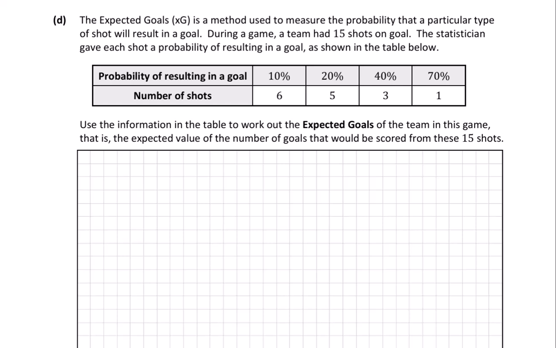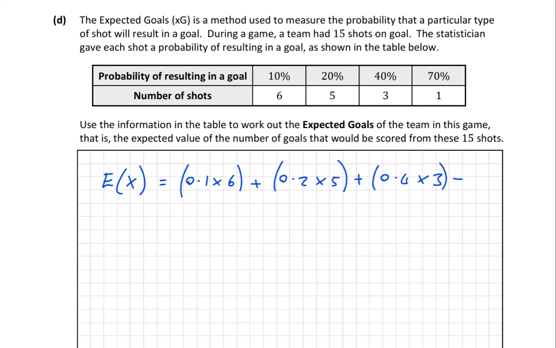So this is an expected value kind of question. So you've got to write down the expected value. The way you do this is you take the probability, multiply it by the outcome, which in this case is the number of shots. So it's going to be 0.1, which is 10%, multiplied by 6, plus 0.2, which is 20%, multiplied by 5, plus 0.4, which is 40%, multiplied by 3, plus 0.7, which is 70%, multiplied by 1.